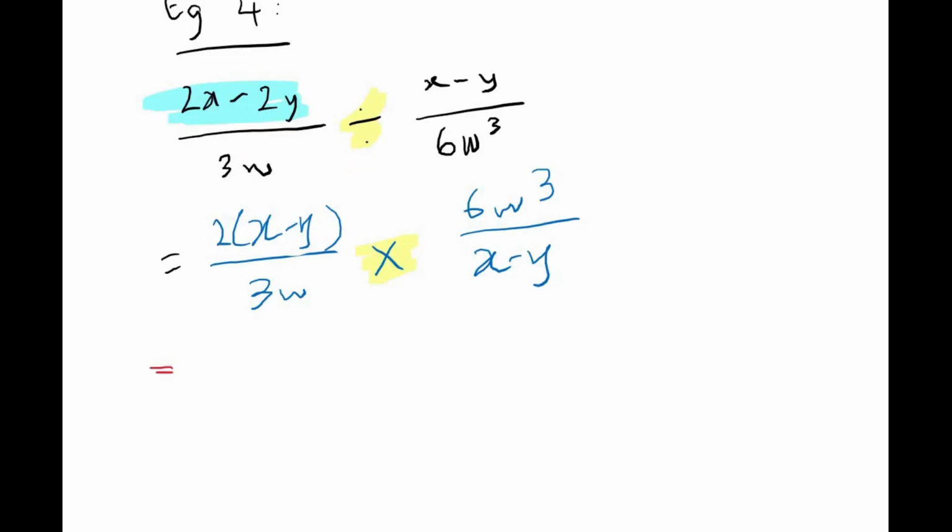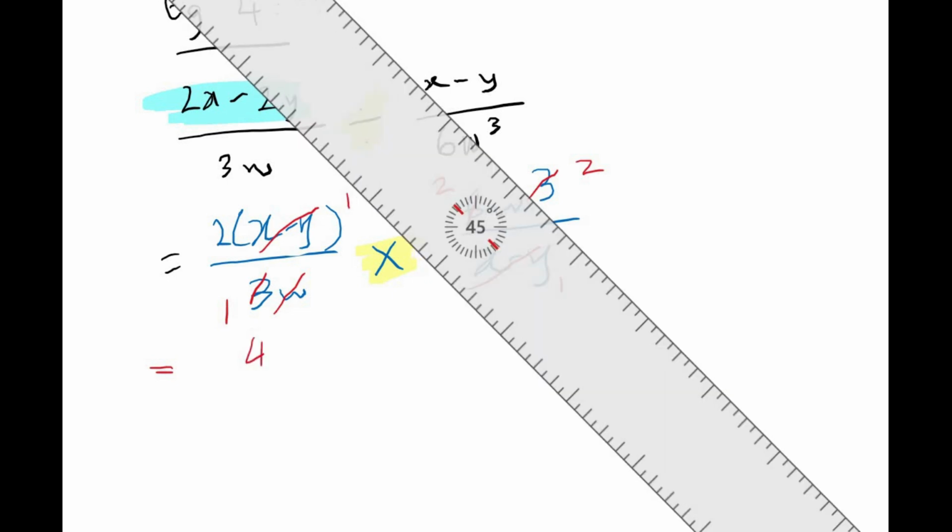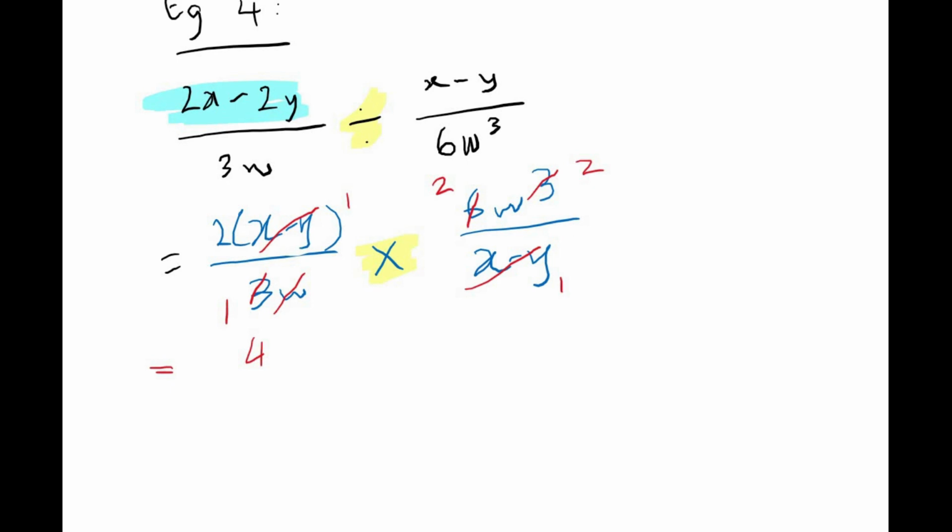Okay, and then you can start to find similar terms and strike off similar terms. So we have a w, the 6 and the 3, and the x minus y and x minus y, which you can cut off too. So in the upper part, you are left with 4w squared over 1 at the bottom. So you don't have to write the 1. That's all you have, 4w squared.